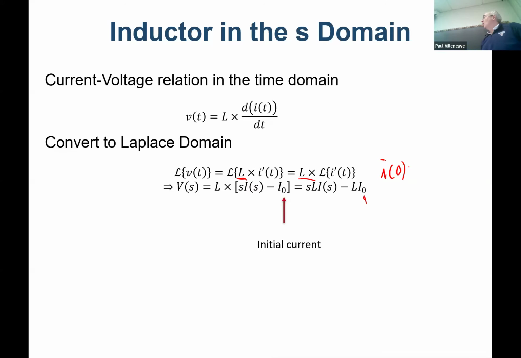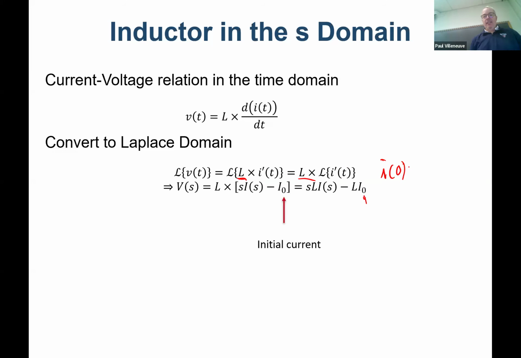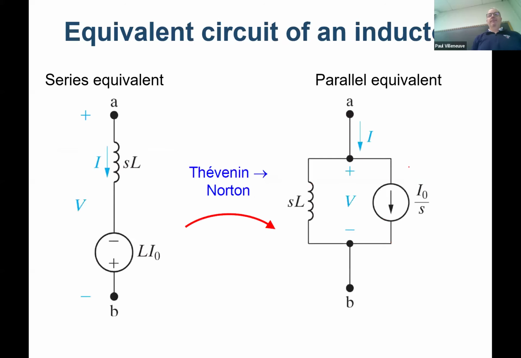Okay, so that is our circuit. So remember how the resistor looks exactly the same. In the case of the inductor, the voltage in the Laplace domain is equal to s times L I of s minus L times I0, the initial condition. So if we want to draw that as a circuit equivalent, here is what our modification becomes.